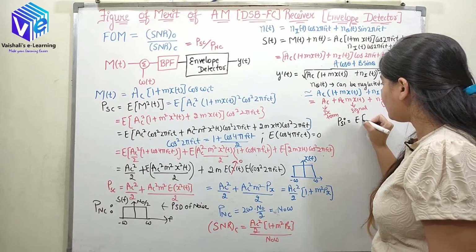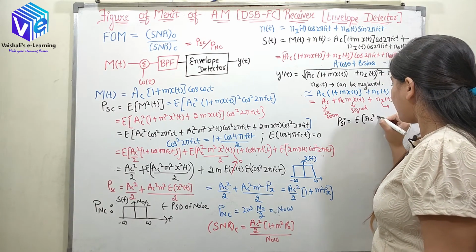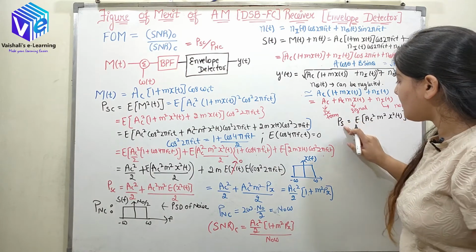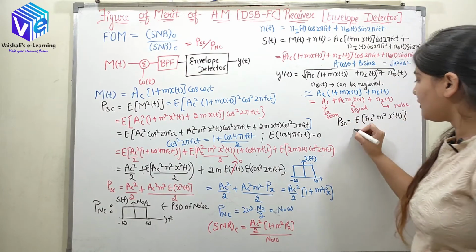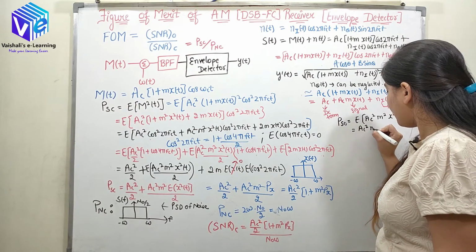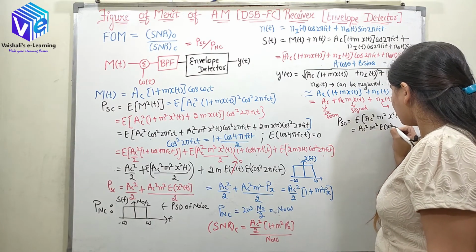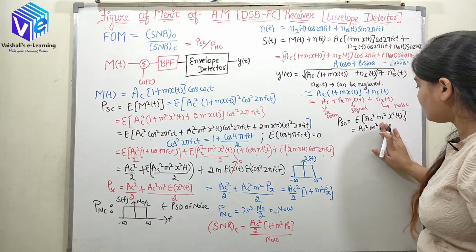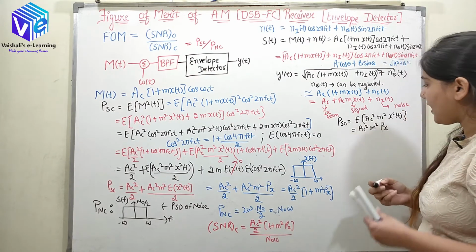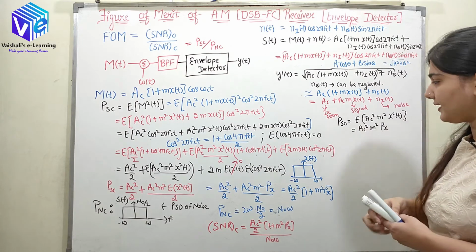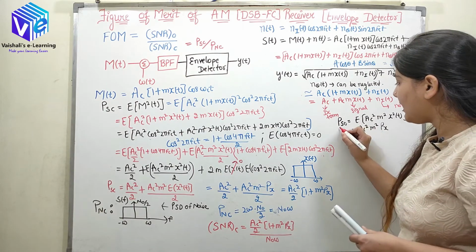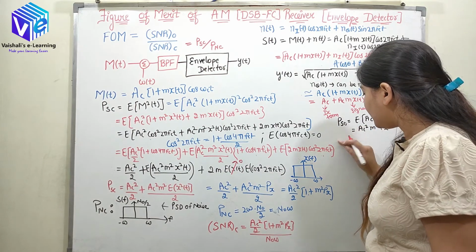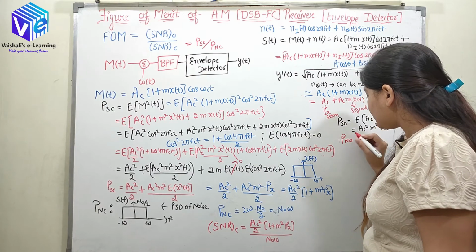Here we have E of AC square m square x square t, which gives me the signal power at the output. It will be equal to AC square m square E of x square t, where E of x square t is the power of x, so I am representing it with Px again. So I already found out the power of the signal at the output. Now I need to know the power of the noise at the output.